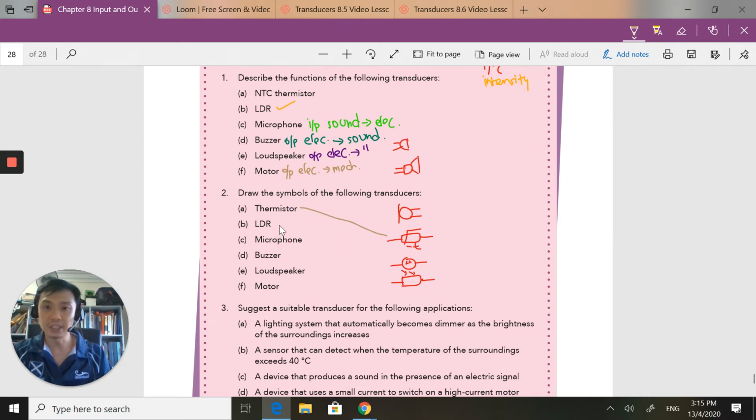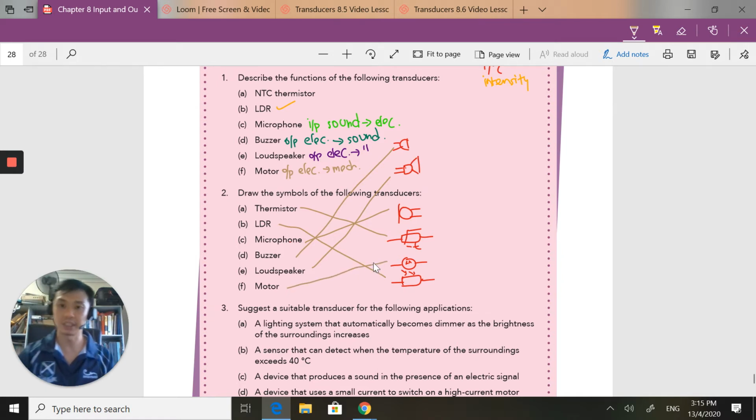And LDR, a light dependent resistor. A microphone looks like this. A loudspeaker looks like this. A buzzer looks like this. And your motor is an M in a circle, which looks like this.